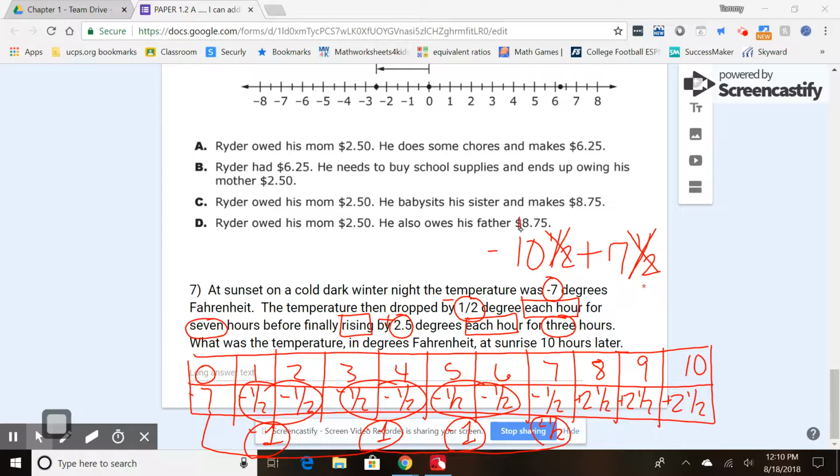So we think ninjas, pirates. There are 10 ninjas, there are 7 pirates. How many more ninjas are there than pirates? There are 3 more ninjas. So the temperature at sunrise was negative 3 degrees. The temperature at sunrise was negative 3 degrees Fahrenheit.